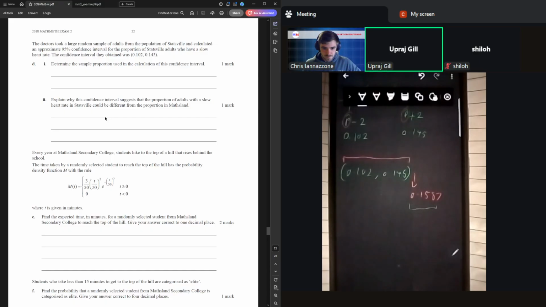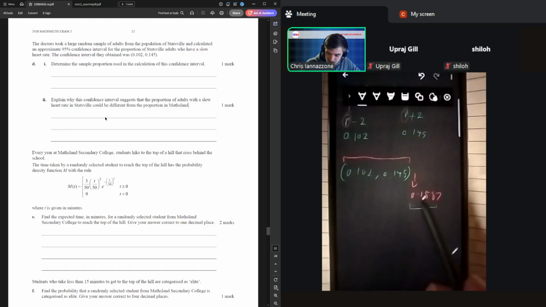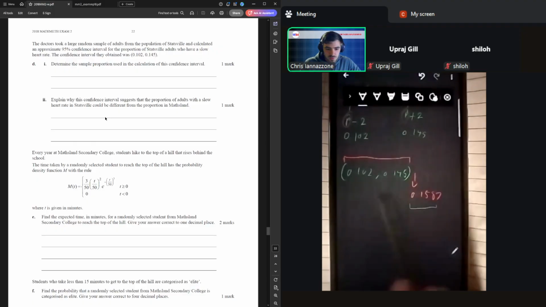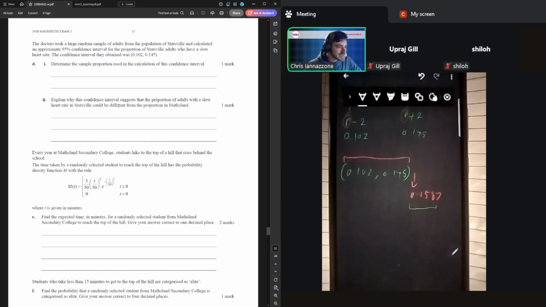Is it because the Massland proportion is not inside the confidence interval? Yeah, that'll be the most direct way of saying it. This one does not even exist in the interval to begin with. Sure, we're 95% confident, so there's a 5% tolerance of error there, so maybe, but we're not saying for certain. We're saying it's suggesting that it could be different. That'll be the main thing to say.